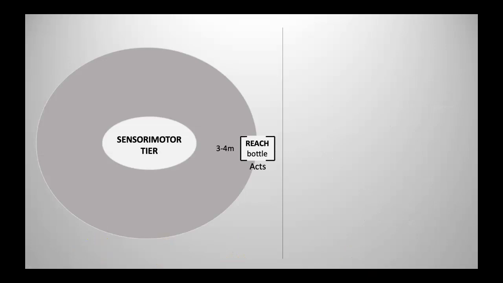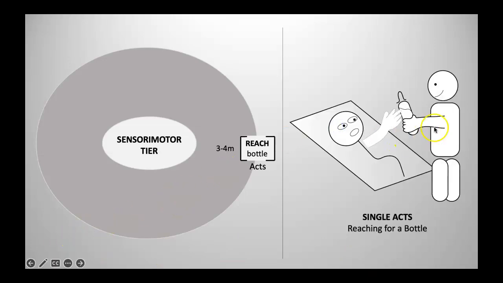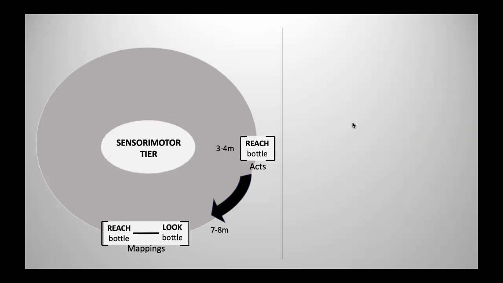What we've got here is: I can reach for the bottle. So here, this person is holding the bottle for the infant, and the infant is clumsily reaching out. Single act, single sensory motor act. Okay, let's go to the next step.